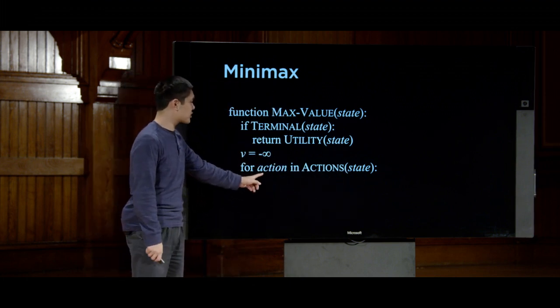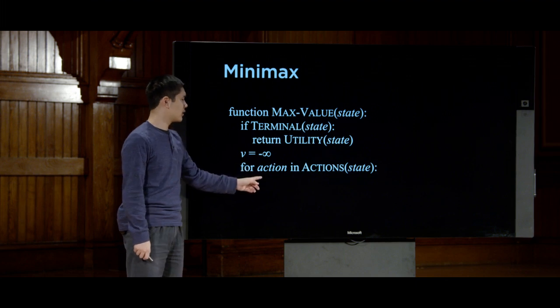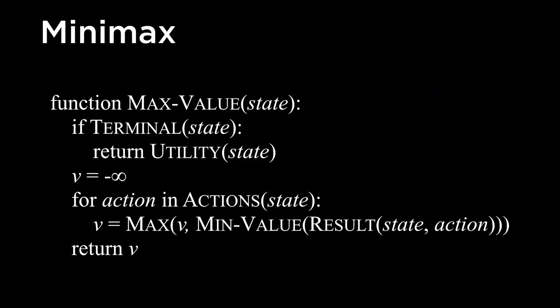So for each one of those actions, I want to compare it to v and say, all right, v is going to be equal to the maximum of v and this expression. So what is this expression? Well, first it is get the result of taking the action in this state, and then get the min value of that. In other words, let's say I want to find out from that state what is the best that the min player can do, because they're going to try and minimize the score. So whatever the resulting score is of the min value of that state, compare it to my current best value, and just pick the maximum of those two, because I am trying to maximize the value.